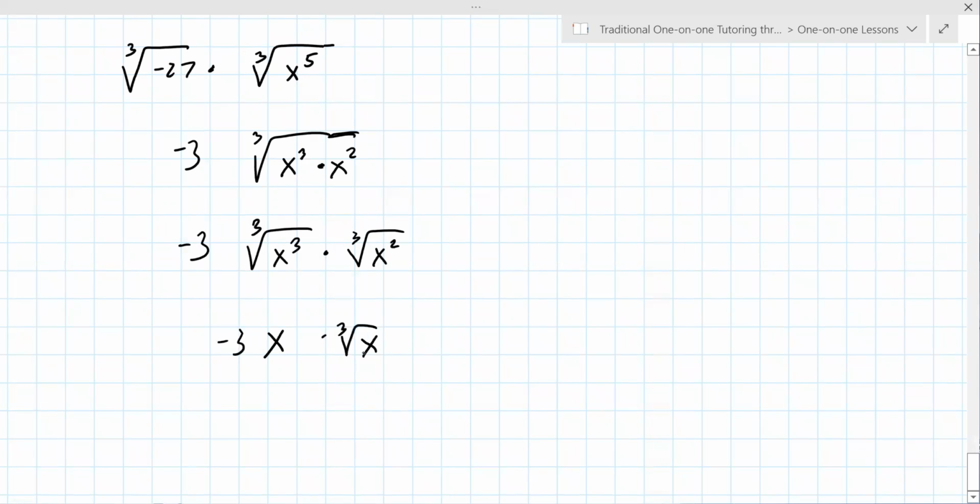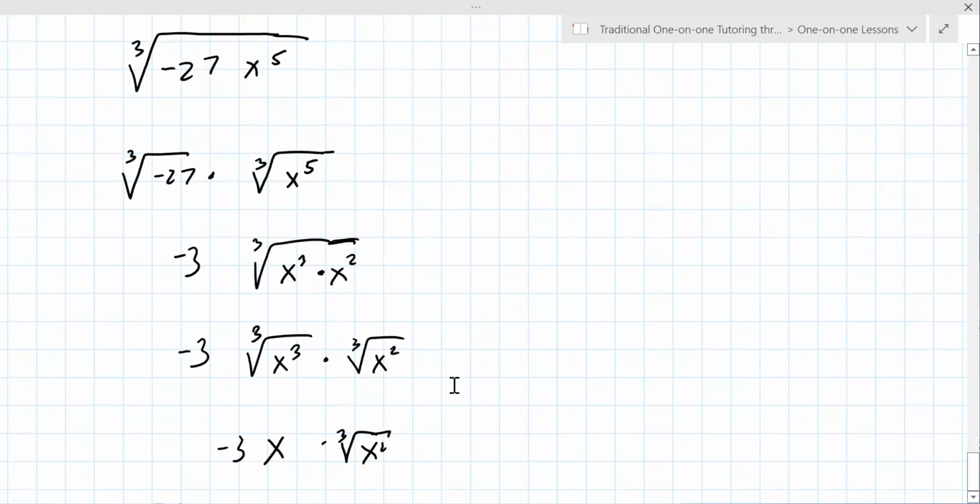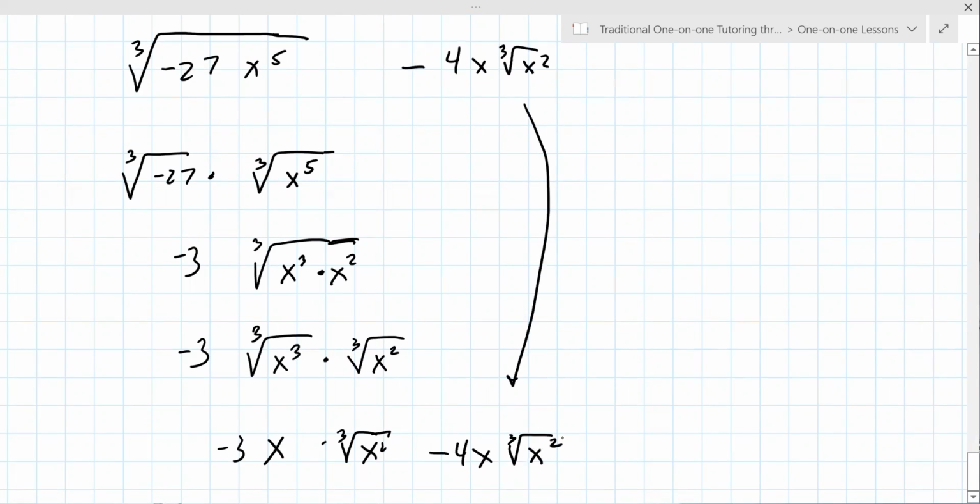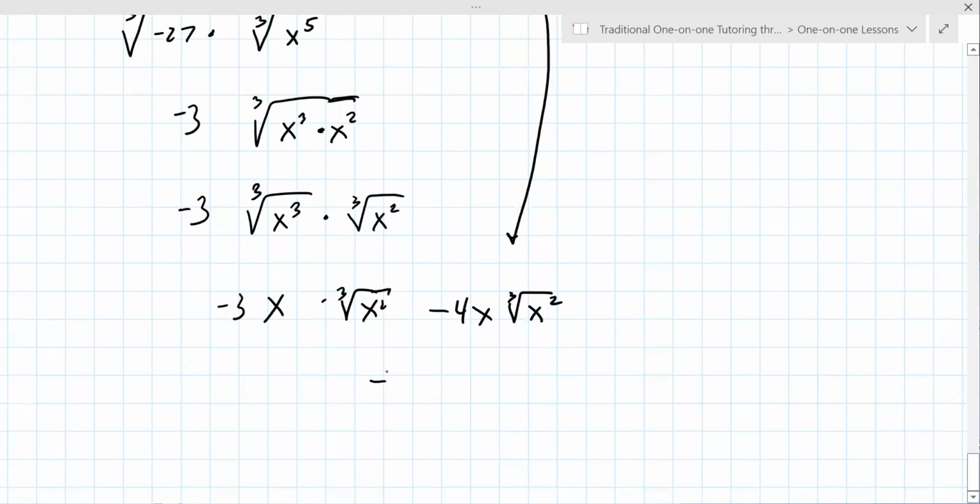like this, squared. So let's say the original problem also said minus 4x cube root of x squared, and you bring that all the way down here. Can you tell me what the result is now when you combine like terms? It'd be -7x, and then cube root of x squared.